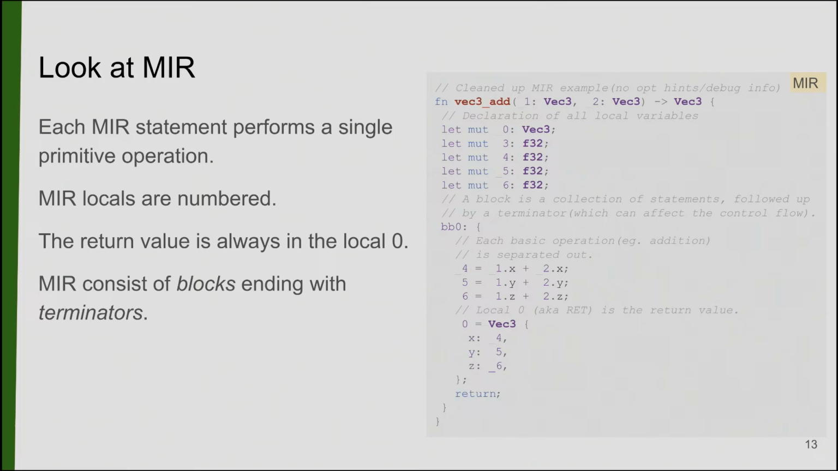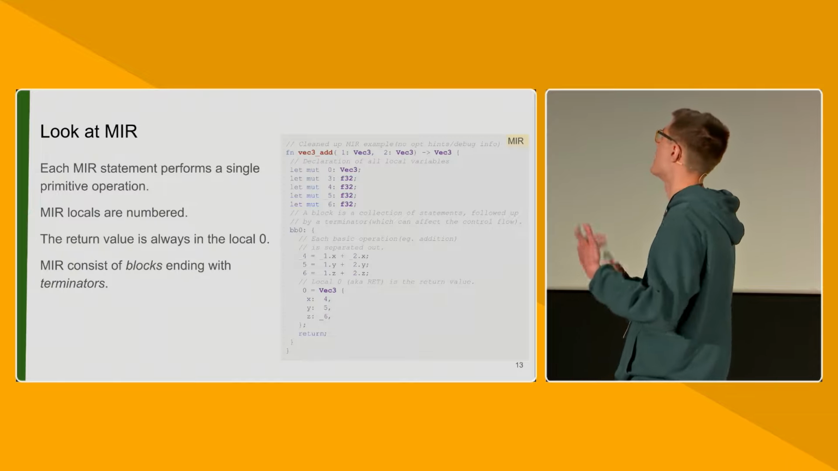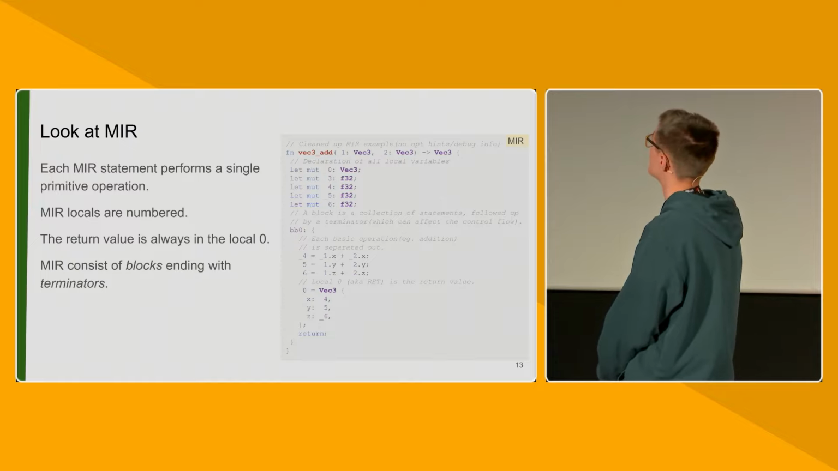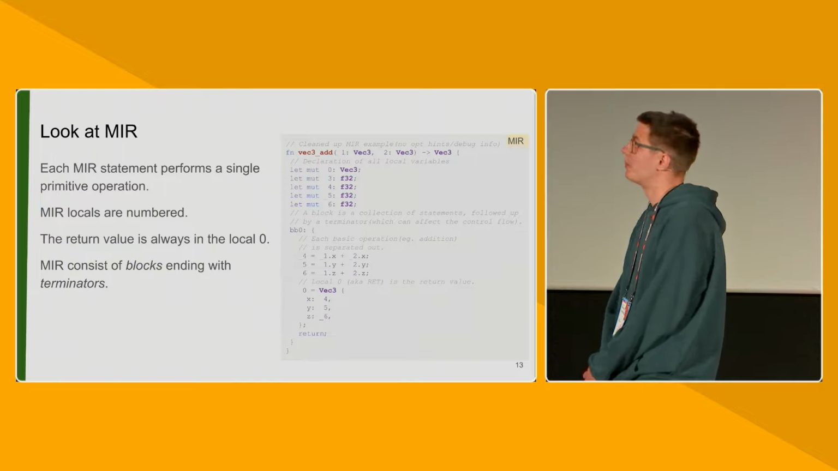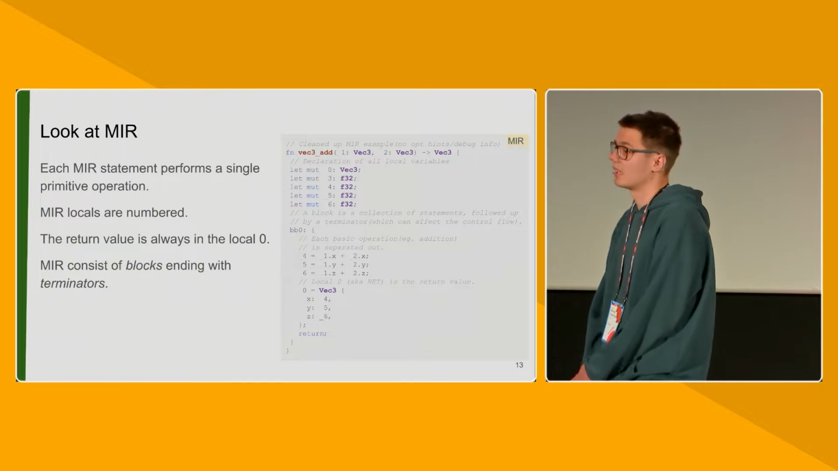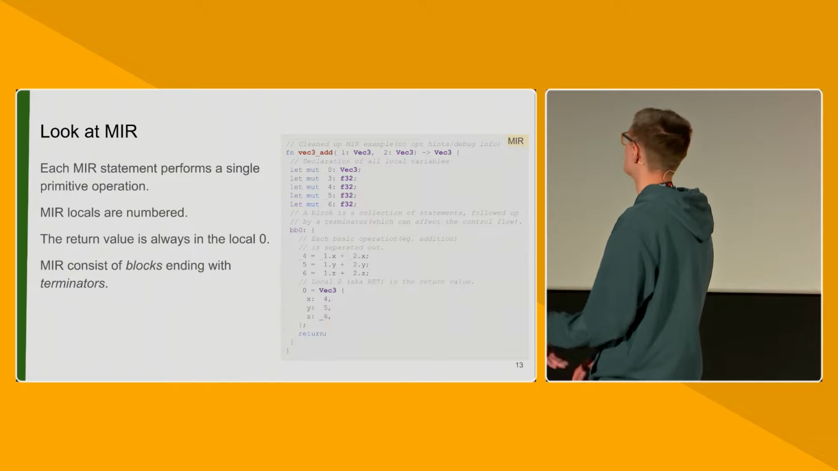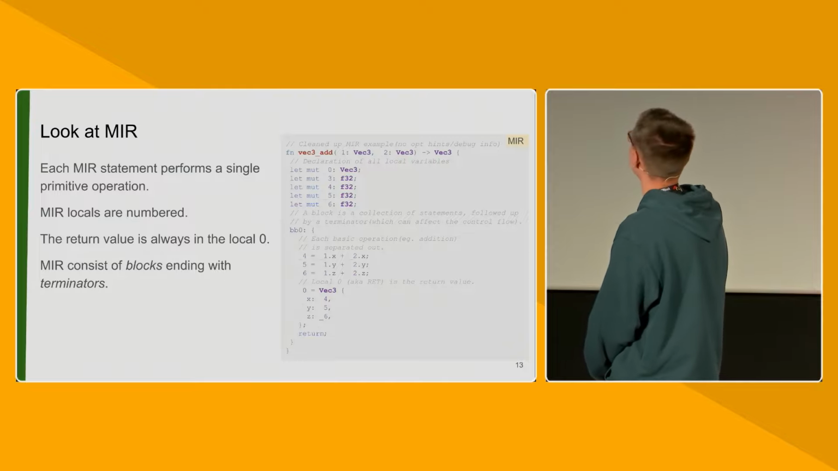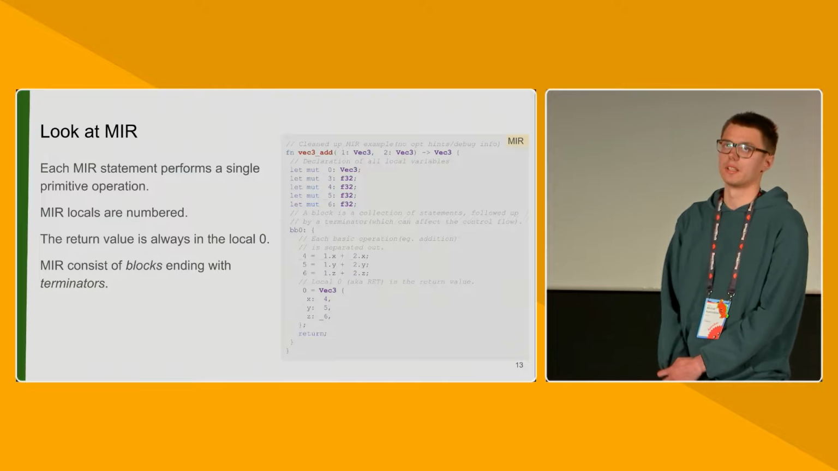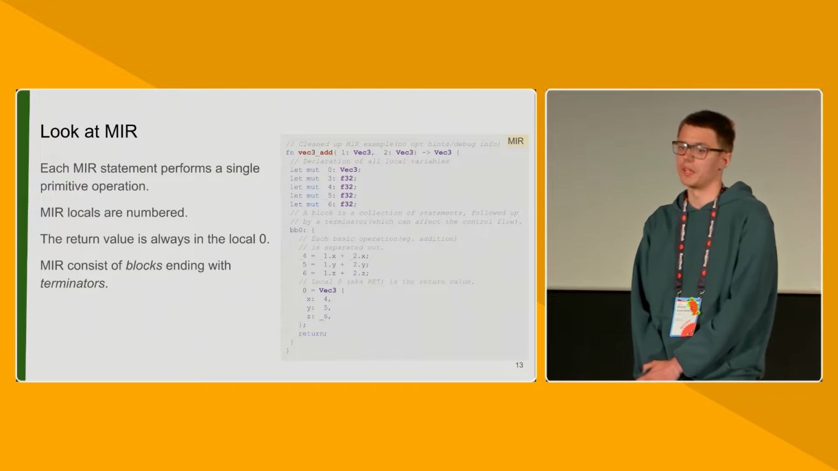And you may notice here that the addition of each field has been separated out into a separate statement. So when we add the X components, it is a different statement than adding the Y components. And as you can see, those operations are very, very primitive. I don't think there's anything simpler than a binary operation. And here later we create an aggregate, and then there's also a separate operation.